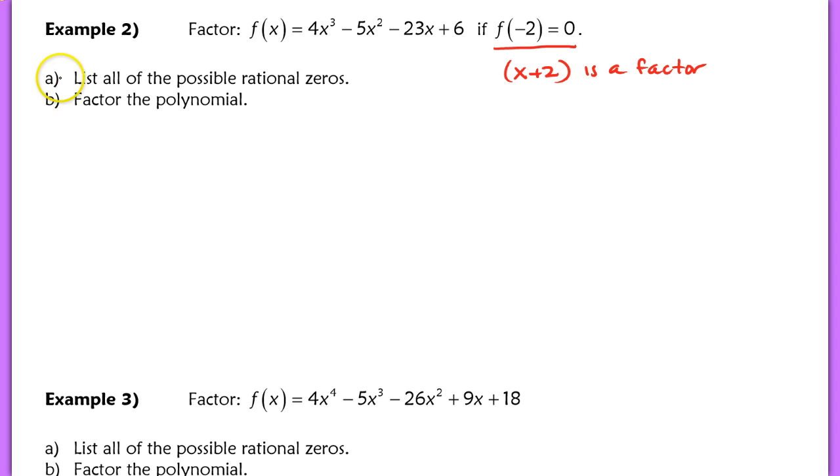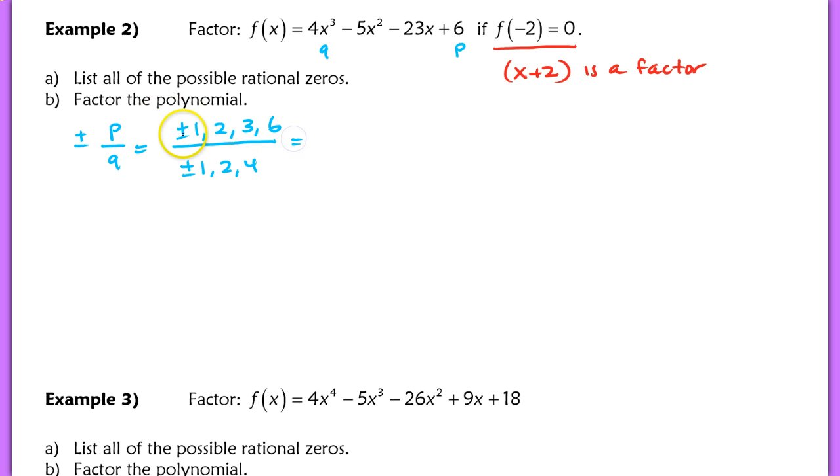But I want to start here with A, which asks us to list all of the possible rational zeros. Remember, we want to take our values P and Q. We find the factors of P over Q, and we list all of them. So we take positive or negative P over Q. So let's list the factors of P. The factors of P are positive and negative 1, 2, 3, and 6, while the factors of Q are positive or negative 1, 2, and 4.